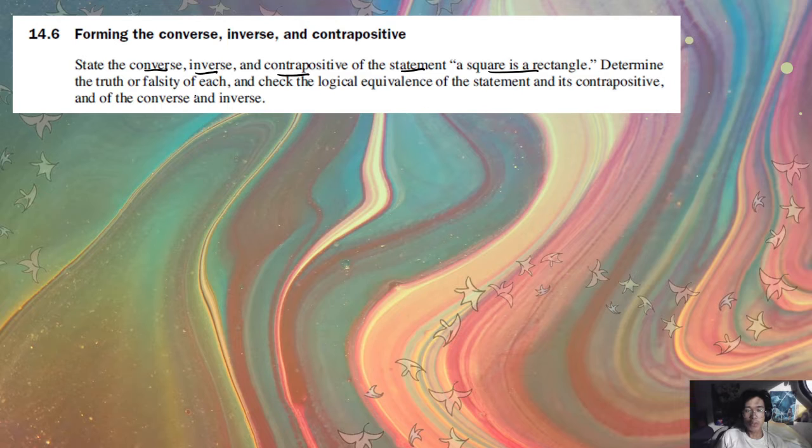Determine the truth or falsity of each and check the logical equivalence of the statement and its contrapositive and of the converse and the inverse. So first, let's write our statement. Okay, so our statement is a square is a rectangle.